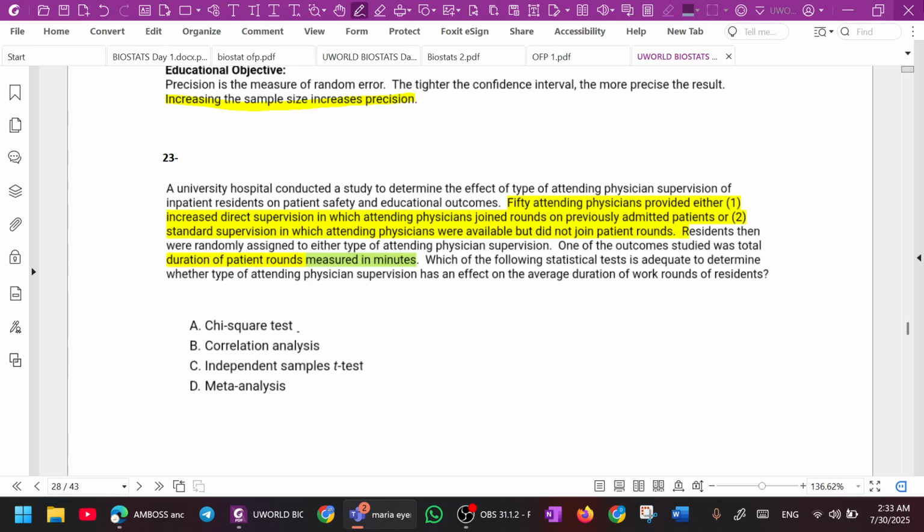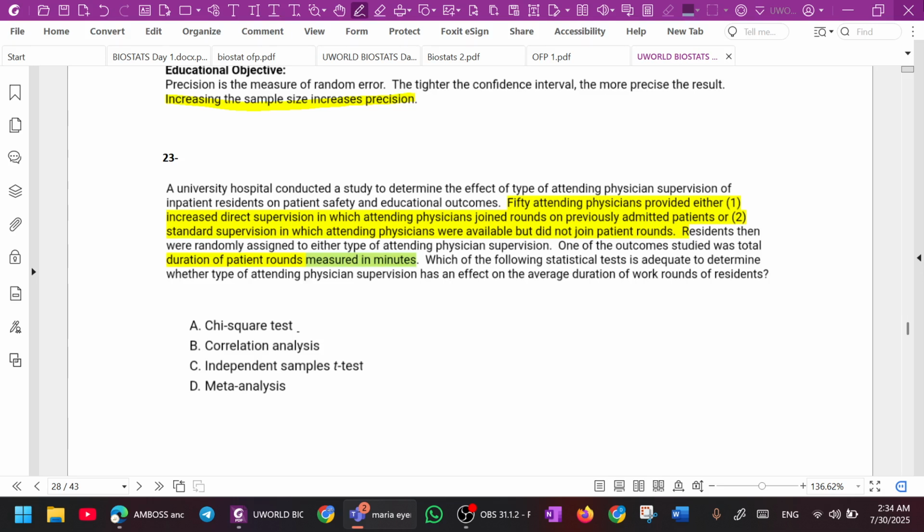So is there something you can eliminate already from the answers? Which one can you already eliminate? Not meta-analysis. It is not a t-test. Okay, let's think about it again. Chi-square, we said that chi-square was categorical, both groups are supposed to be categorical. So here, are both groups categorical? No. So can we eliminate chi-square?